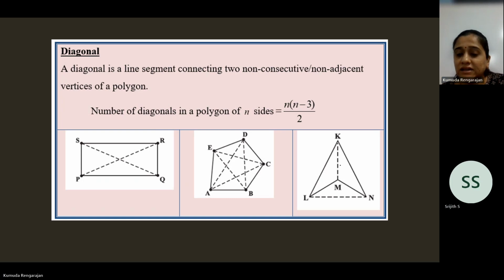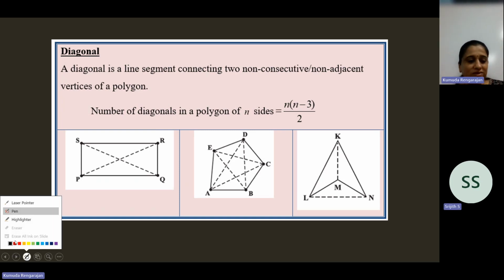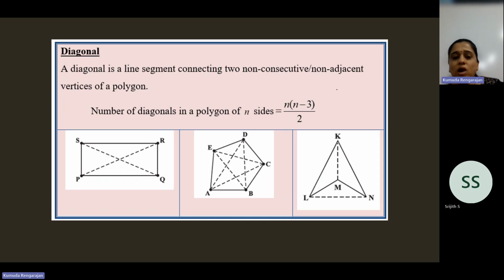Okay. This one, KLMN. From the number of vertices, you can name the figure. How many vertices are there? KLMN. 4 vertices. Quadrilateral. 3 vertices, triangle. 4 vertices, quadrilateral. The quadrilateral is like this. K, L, M, N. This is the quadrilateral.